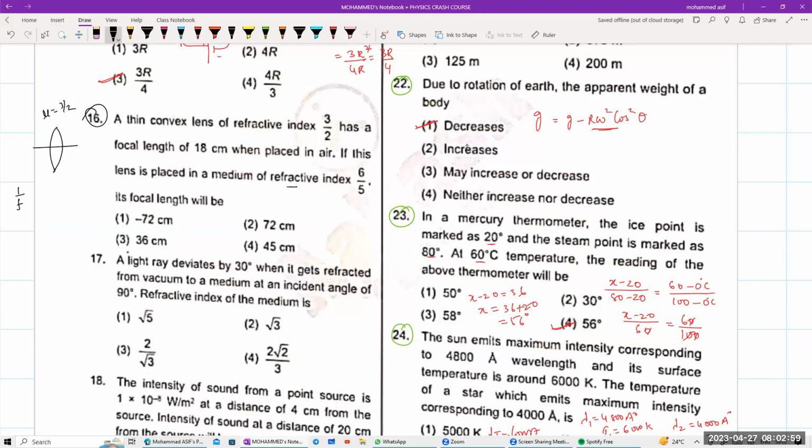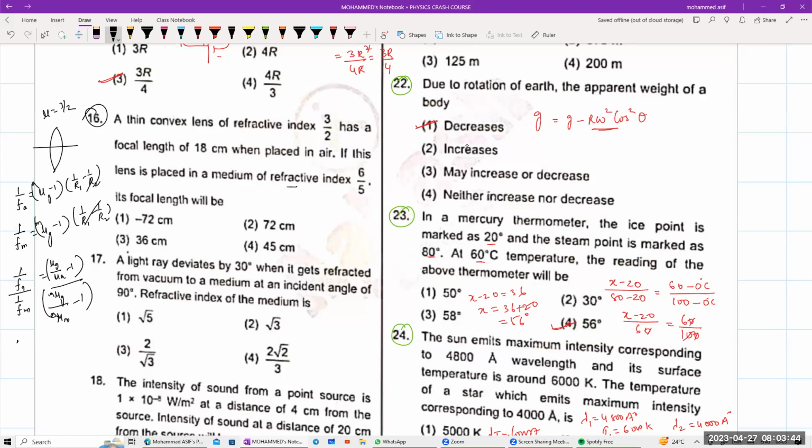See, 1 by focal length in air will be equal to refractive index of glass with respect to air minus 1 into 1 by R1 minus 1 by R2. If it is placed in some medium, that will be equal to refractive index of glass with respect to that medium minus 1 into 1 by R1 minus 1 by R2. If you take the ratio of these two, this part will cancel. So 1 by focal length in air divided by 1 by focal length in the medium will be equal to the refractive index of glass with respect to air minus 1, divided by the refractive index of glass with respect to the medium minus 1.